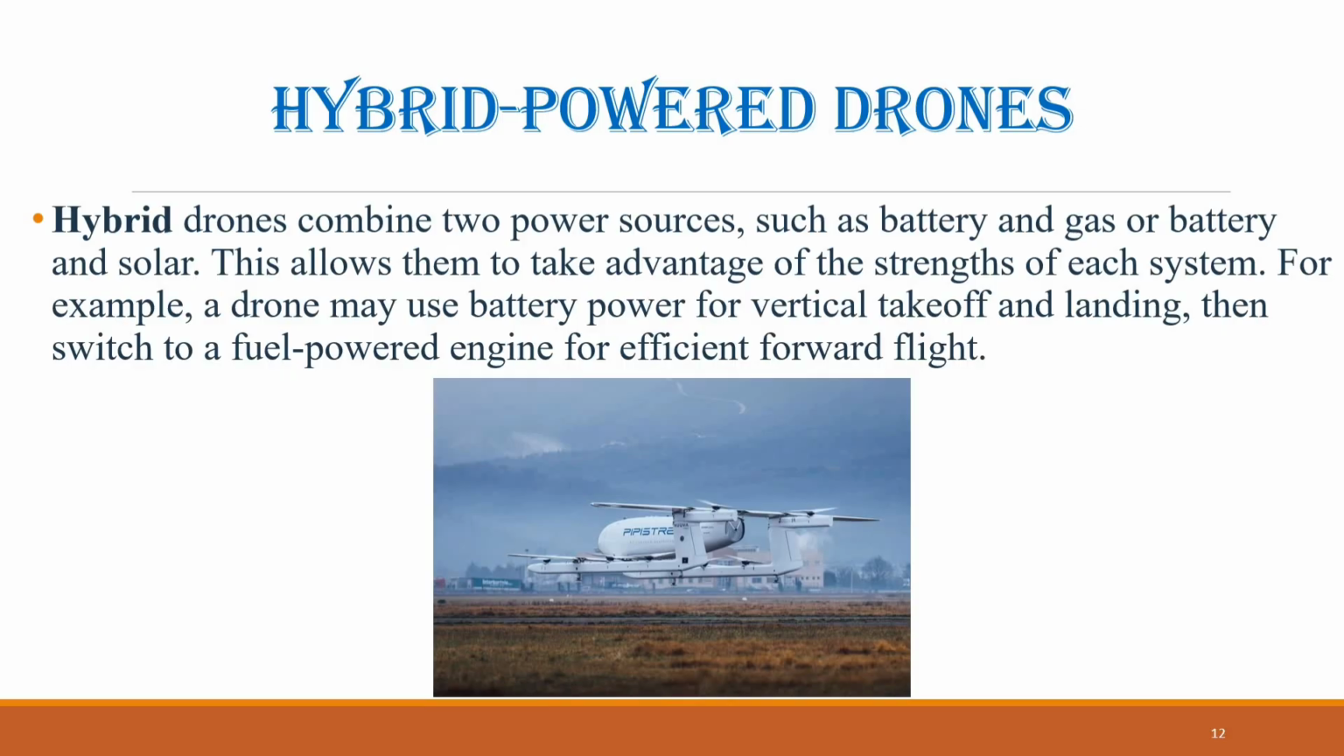Hybrid-powered drones. Hybrid drones combine two power sources, such as battery and gas or battery and solar. This allows them to take advantage of the strengths of each system. For example, a drone may use battery power for vertical takeoff and landing, then switch to a fuel-powered engine for efficient forward flight.